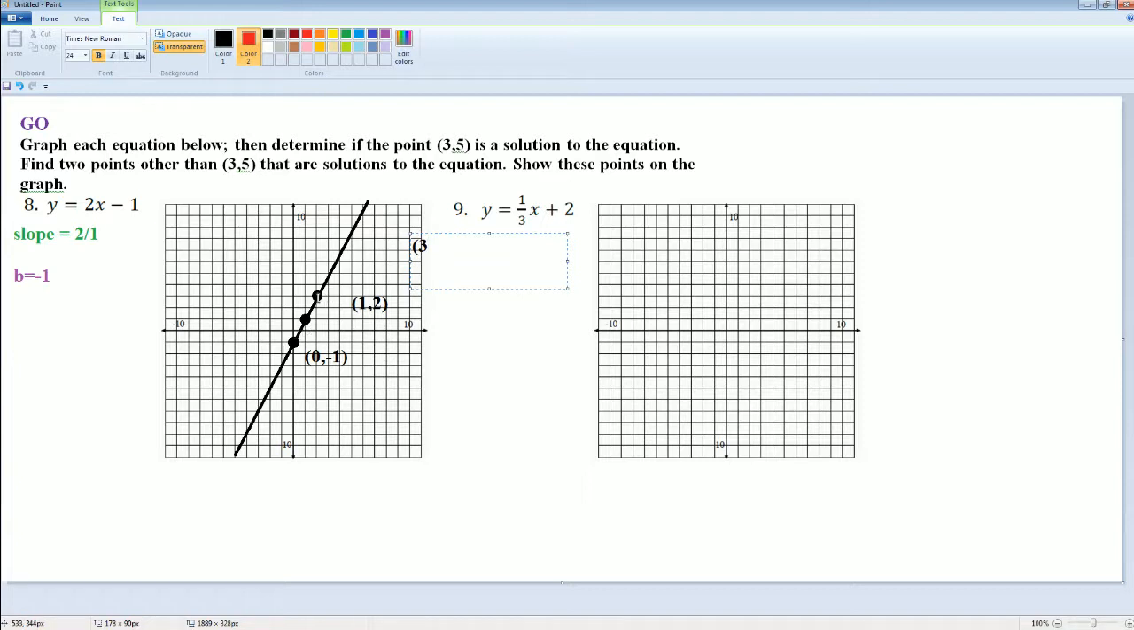And the last one would be... 1, 2, 3. That should be 4. Hold on. 1, 2, 3. Up 2, over 1. Up 2, over 1.